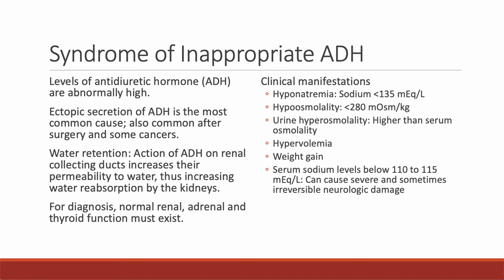SIADH, of course, is where the antidiuretic hormone is abnormally high. That means there's not a ton of urine produced, right? There's more water retention, and that's reflected in the blood chemistries. So the sodium level gets low. It goes below 135 because it's diluted. The sodium is diluted by the retention of all this water. Also, the osmolality, that is the concentration of electrolytes in the bloodstream, goes down.